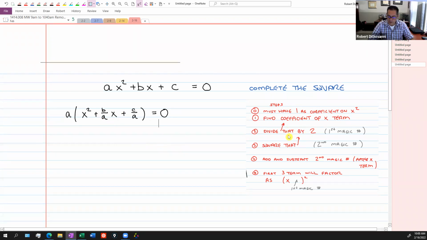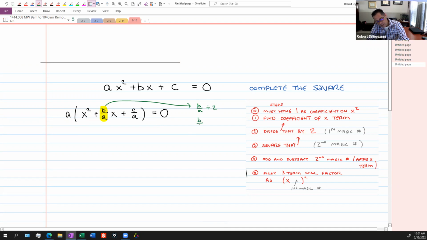So I'm doing the same procedure. Let's just keep going. I pulled the a out. Now the next step is to find the coefficient of the x term. The coefficient of the x term is the thing out in front of the x, right? I'm going to take half of it. So I'm going to take b over a and divide it by 2.